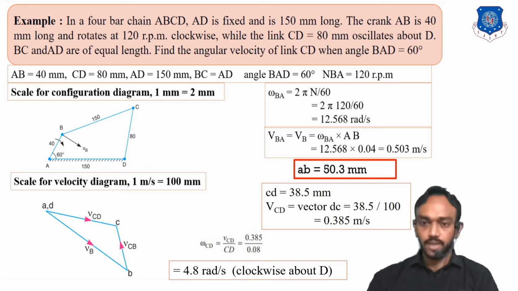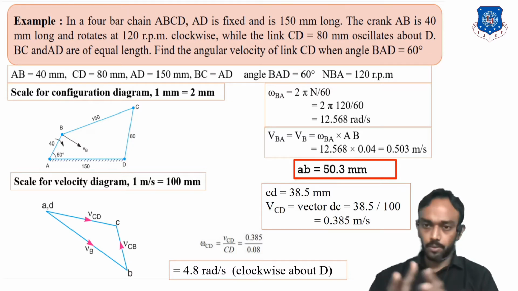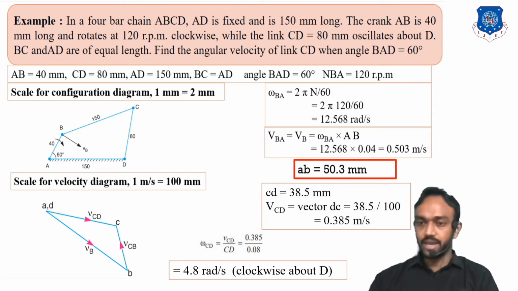Okay, that's it. Lots of practice is required. This is the whole example. Lots of practice is required in velocity of mechanisms, in this type of example, because lots of variety are there. But you always remember the 4 rules, so you can complete any example from this chapter. Okay, thank you.